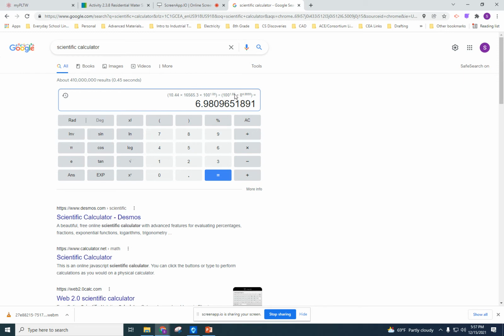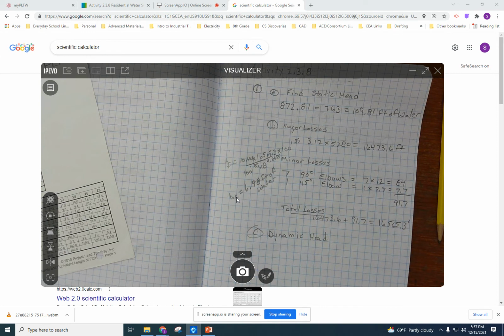To get the exponent, I just typed the number, so 100, and then I hit x to the y and hit 1.85, and it types it in there just like that for you. So anyway, this is my answer. I rounded to the nearest second place after the decimal. So going back to my page, I get HF.